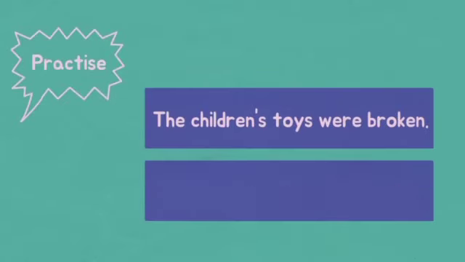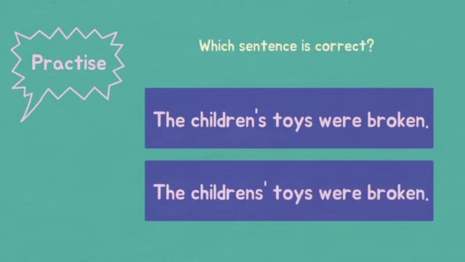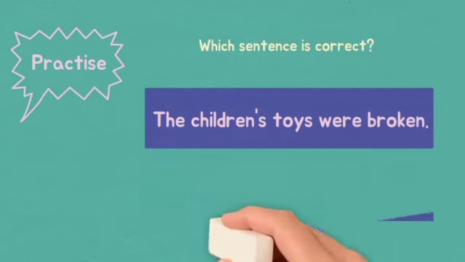Let's do another example now. Which sentence is correct? Yes, you are right. The first one is correct. Children is a plural noun, but it doesn't end with an S. So we need to add an apostrophe and S to show that the toys belong to the children. Well done, all of you.